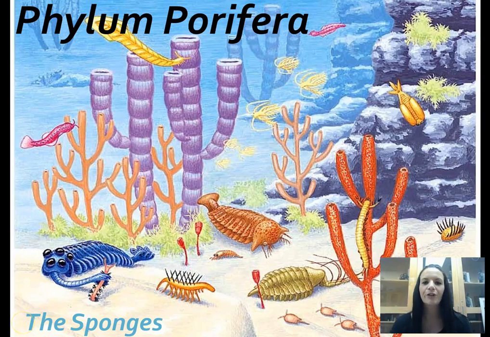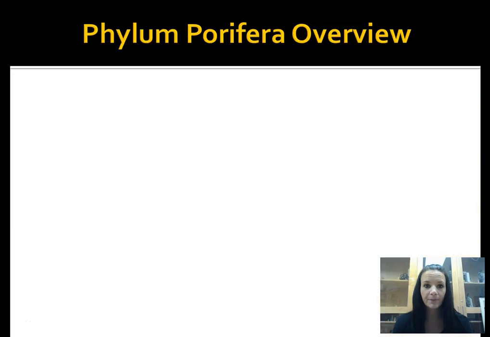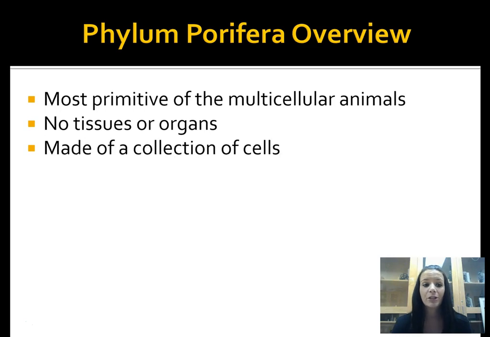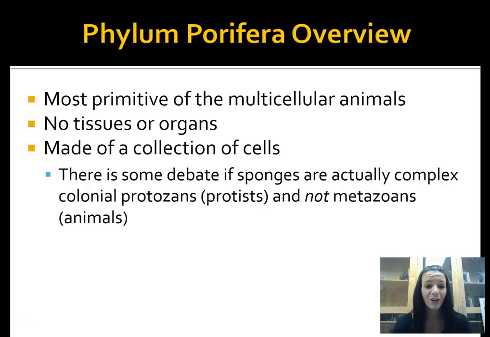All right, welcome to your Phylum Porifera notes, or as they're also called, the sponges. So a quick overview of Porifera. These are the most primitive of the multicellular animals, and this is also why we start with this phylum first. They also have no tissues or organs. They're made of a collection of cells, and there's actually some debate if they're not actually protists instead of animals. But for now, we still consider them classified as an animal.